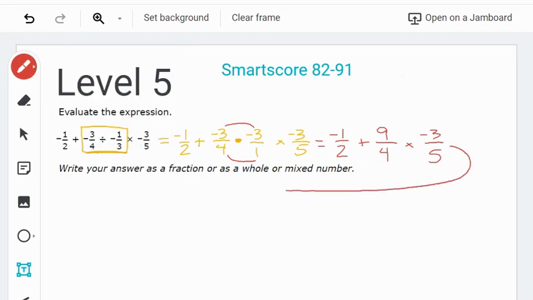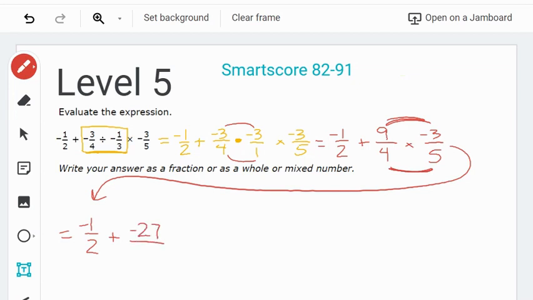Continue that over here. So it's still equal negative 1/2. Multiply tops to tops, bottom to bottom. So 9 times negative 3. Oops, it's a plus sign. 9 times negative 3 is negative 27. And 4 times 5 is 20. All right, so negative 1/2 plus negative 27/20.